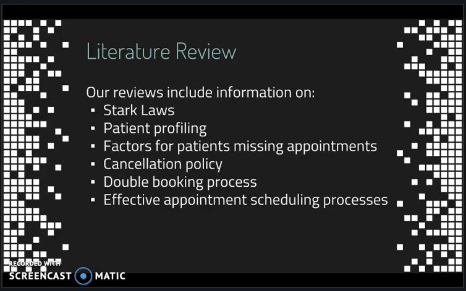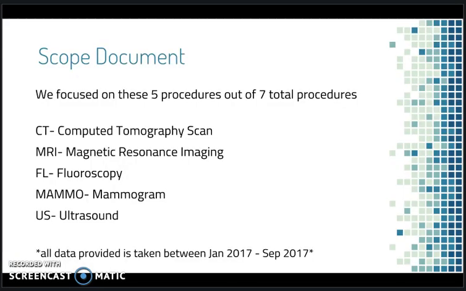We also found studies that looked at different cancellation policies and double booking processes. This helped us understand the possible design alternatives to reducing the no-show rate. So it gave us different reference points in terms of how other teams have done the same thing. All of the data we use to analyze no-shows is taken from January to September of 2017. For our project, we specifically focus on these 5 types of tests.